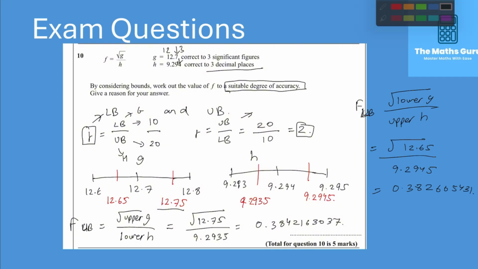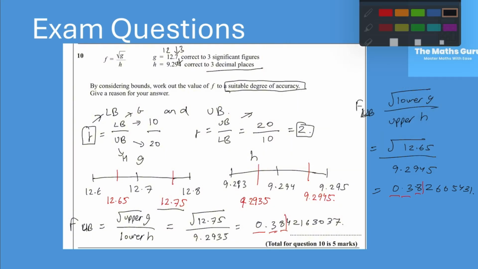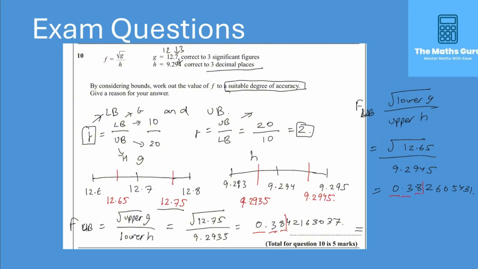And this answer is going to be 0.382665431. Now remember when I said we're going to have to look at the common values in the full decimal form, between lower bound and upper bound, to work it out to a suitable degree of accuracy. As we can see, the 0 is common, the 0.3 is common, the 0.8 is common, but after that point, they begin to change. Therefore, our answer to a suitable degree of accuracy is 0.38. So, this is our final answer.